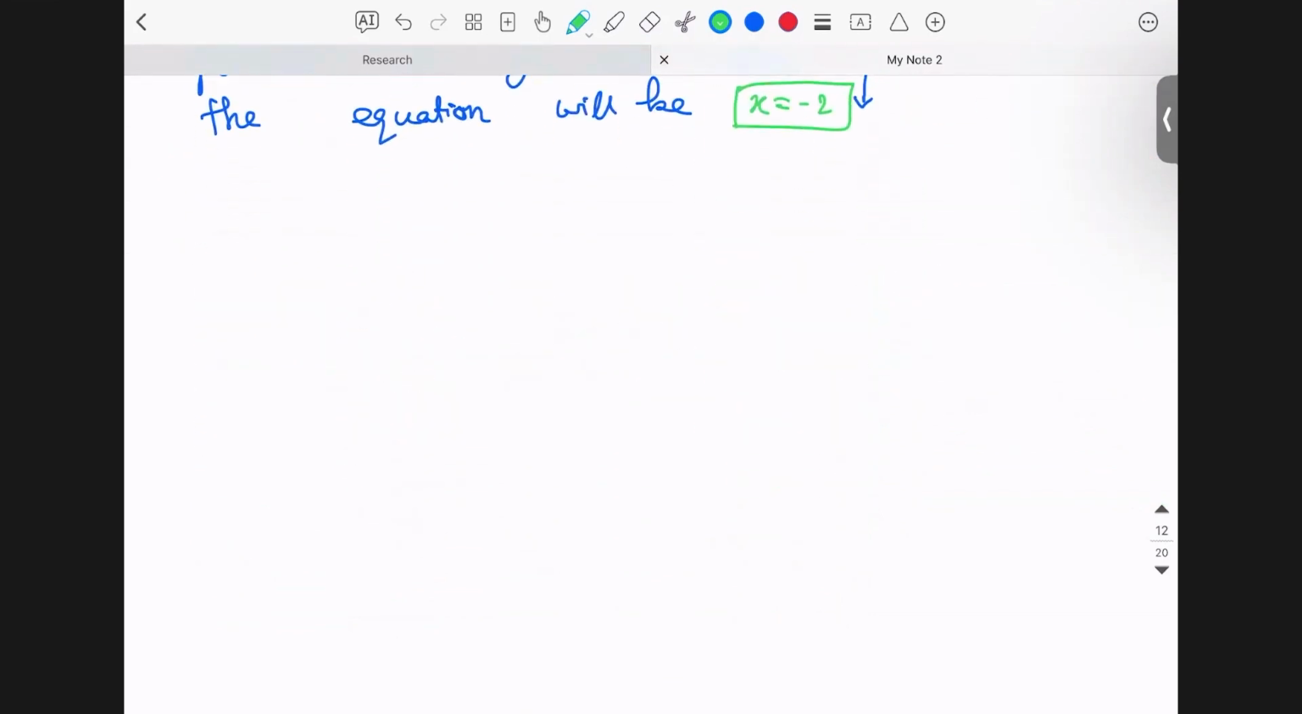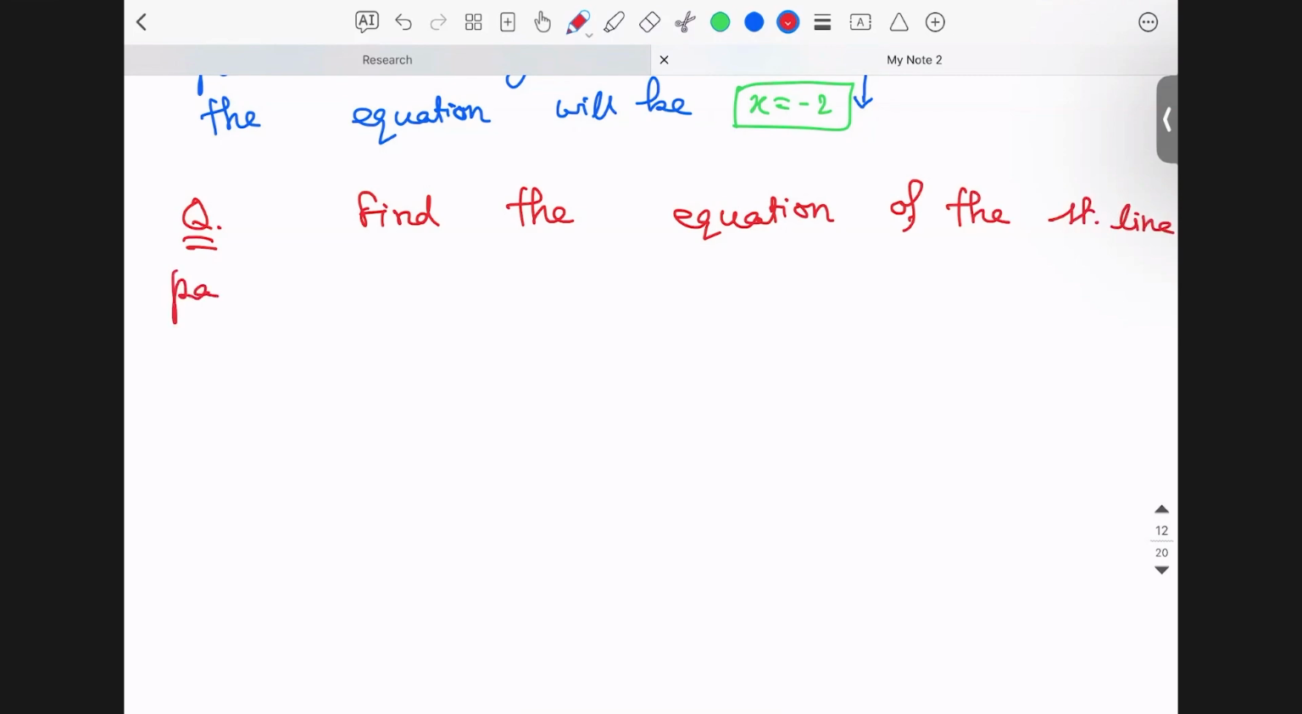Okay. Next, find the equation of the straight line passing through (-2, 3) with slope -4.